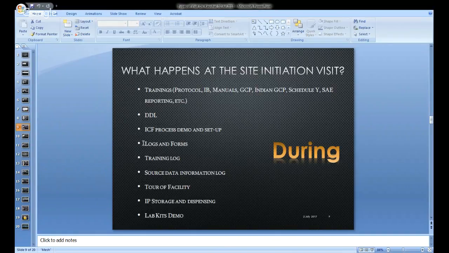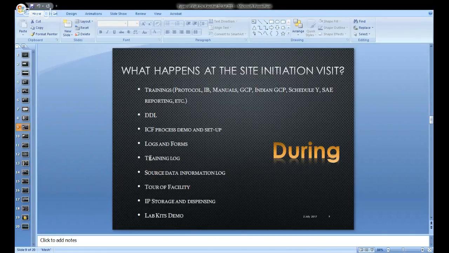Also, when we talk about logs and forms, we talk about patient visit logs. If the visit logs are prepared for a patient in a timely manner, the visits are not happening outside the window and we are avoiding protocol deviations. So again, that is something that is really very important.